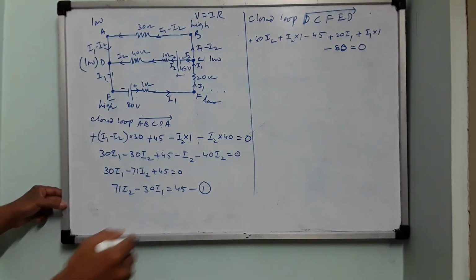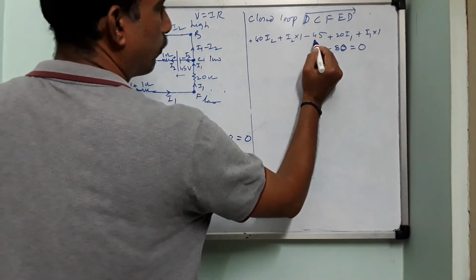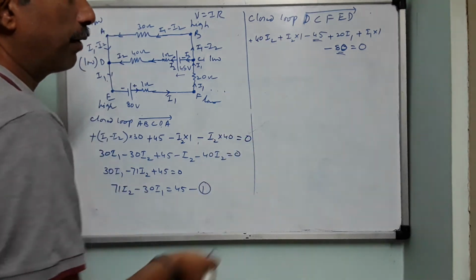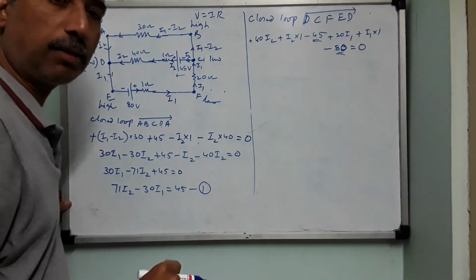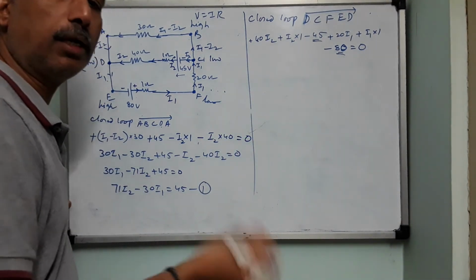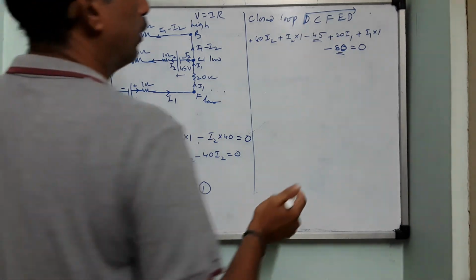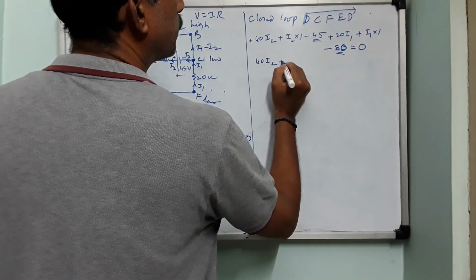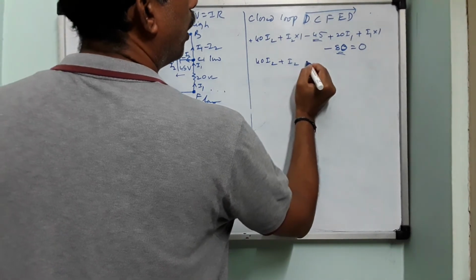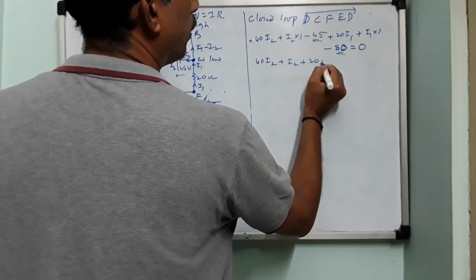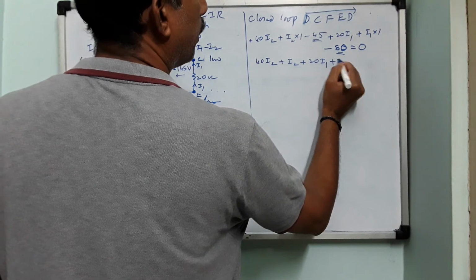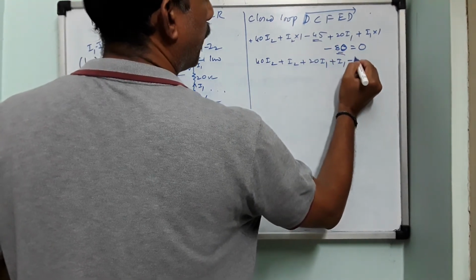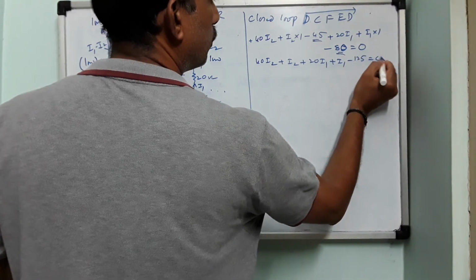Clear? How many EMFs are there in the circuit? In this equation, here is 1, here is 1. So both of them happen to be what? Negative. So algebraic sum means that only. If it is positive, take it positive. If it is negative, take it negative. So let me simplify this. 40 I2 plus I2 plus 20 I1 plus I1 minus 45 minus 80 minus 125 equals to 0.